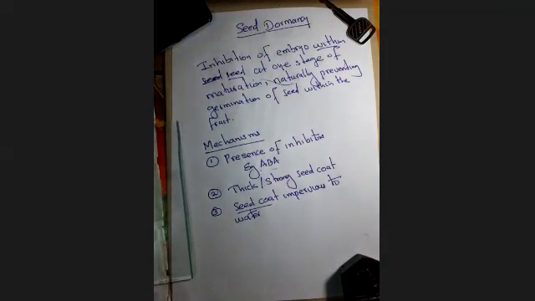In the exam paper, they can ask you what is seed dormancy: inhibition of embryo within seed at one stage of maturation, naturally preventing germination of seed within fruit. It's going to be your answer.